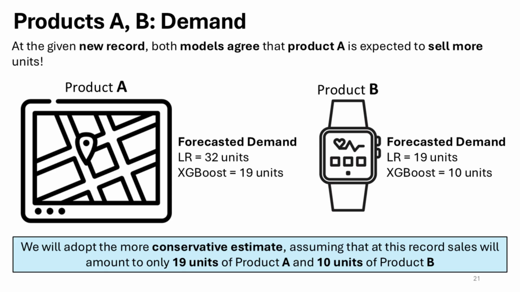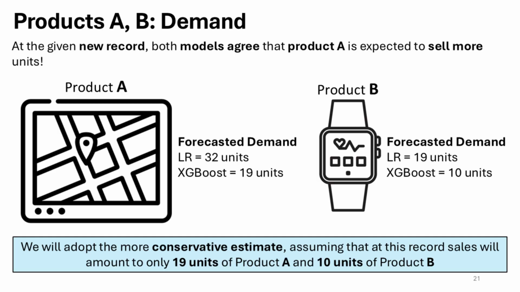It is interesting to note that despite the numerical differences, both models agree on the fundamental trend. Product A is expected to sell more units than product B in this upcoming period. However, the discrepancy between the models presents a classic data science dilemma. Which number do we trust for our inventory and supply chain planning?